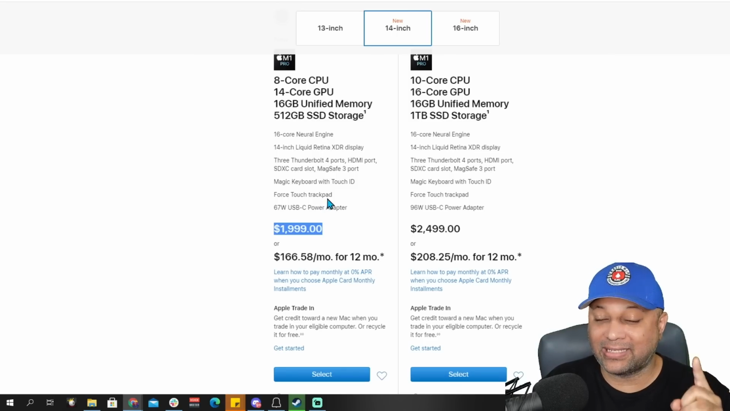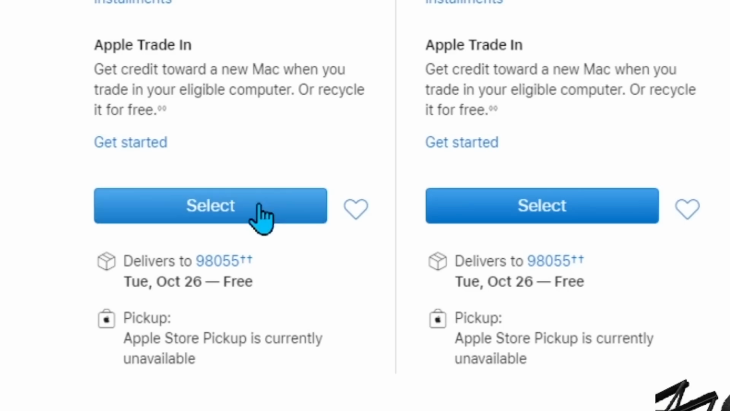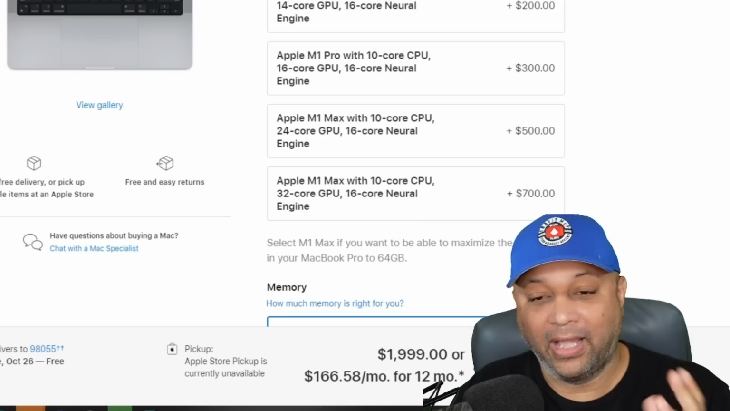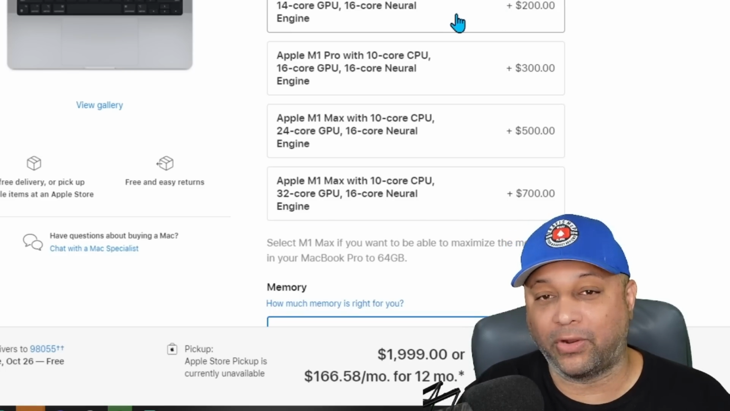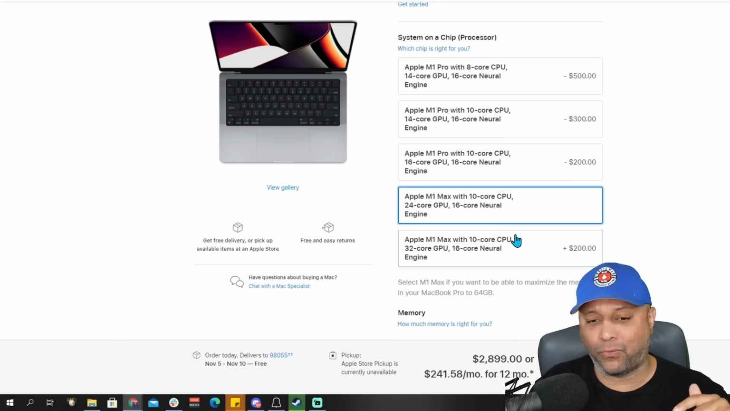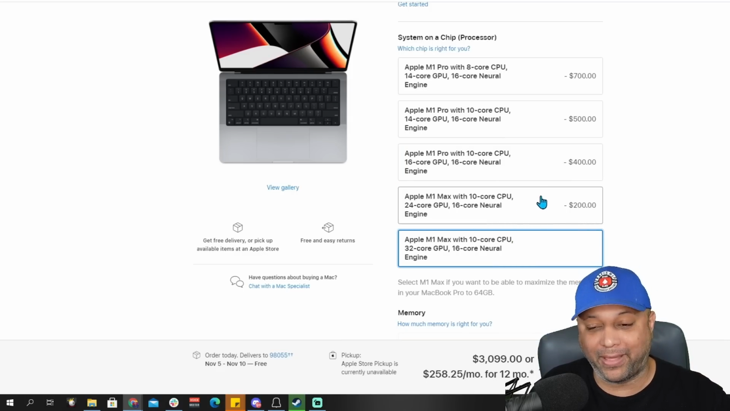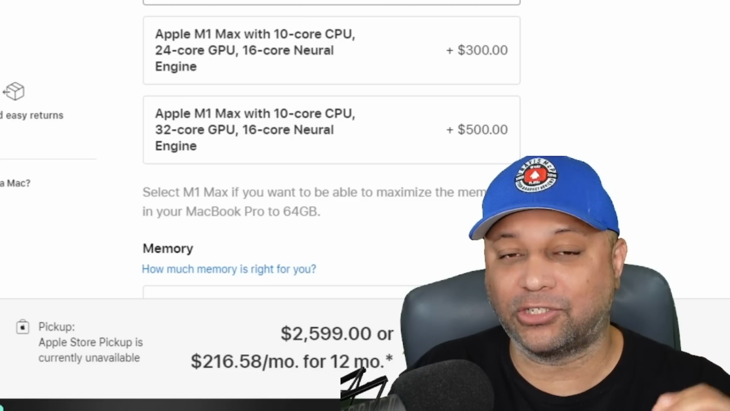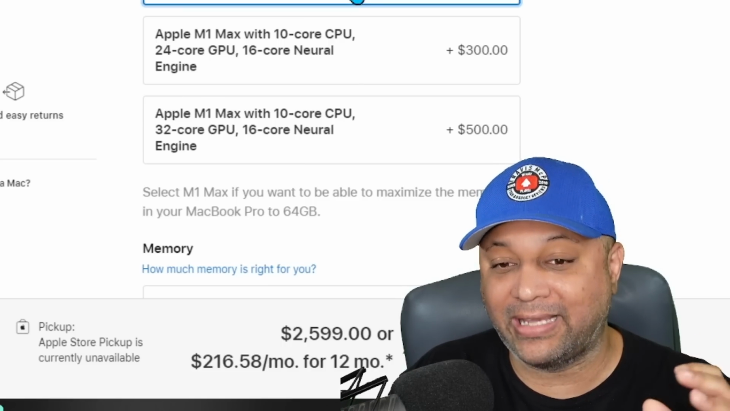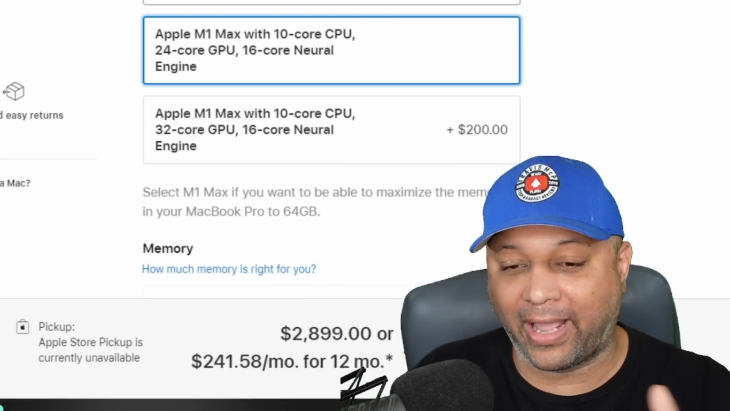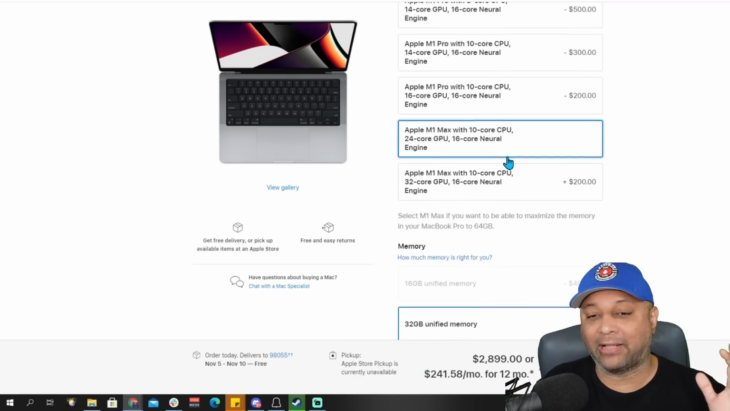Again, that's not the only thing that could be confusing. When you press select, now you have a bunch of different options. And these are options that weren't even talked about during the presentation. You have 10-core CPUs with 14-core GPUs, 16-core GPUs, 24, 32. Obviously, the more number, the better, but the more you're going to pay. And none of the presentation talked about these different slices of GPU. So you have no idea what the performance is going to be like. Of course, it'll be better than what's out there today.